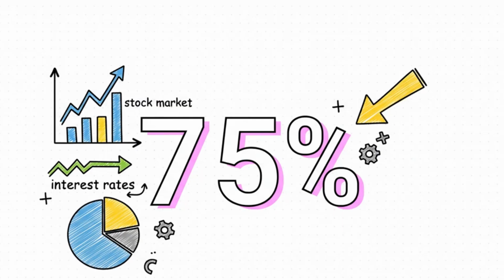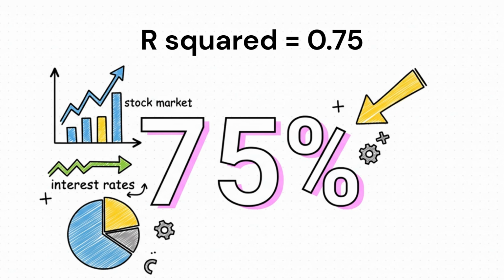So suppose our model gives an R squared of 0.75. That is actually pretty solid. What it is telling us is that a full 75% of all the ups and downs in the stock market, at least in our little model, can be explained by what is happening with interest rates. The other 25% is just noise and other factors we did not include in our model.